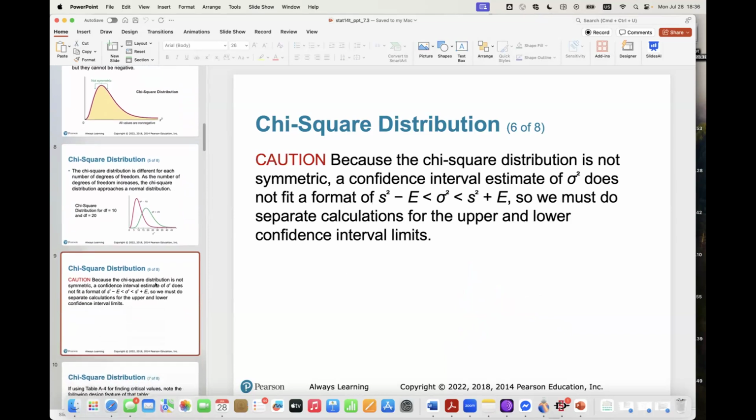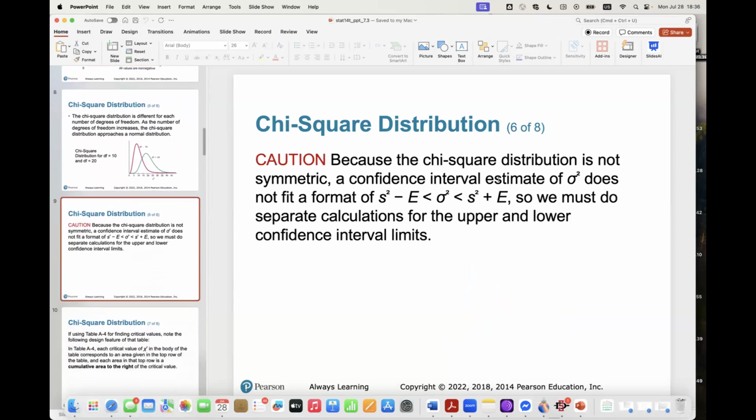Now let's move to the next one. The caution: because the chi-square distribution is not symmetric, a confidence interval estimate of sigma squared does not fit a format of s squared minus E and s squared plus E.